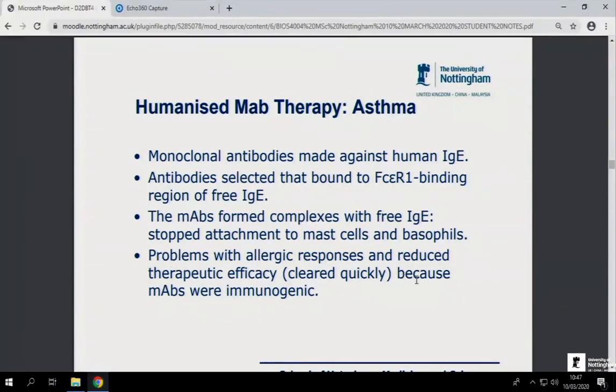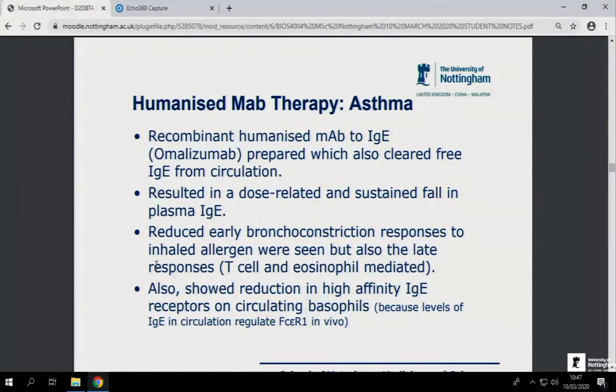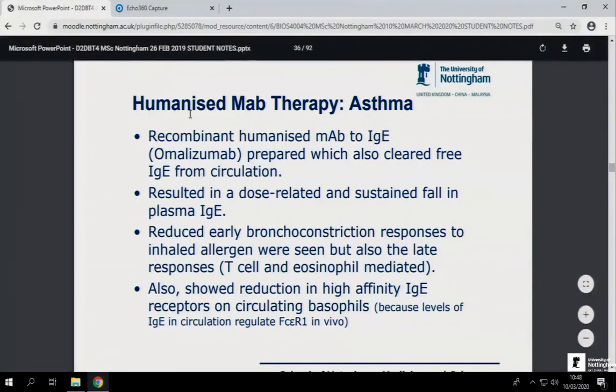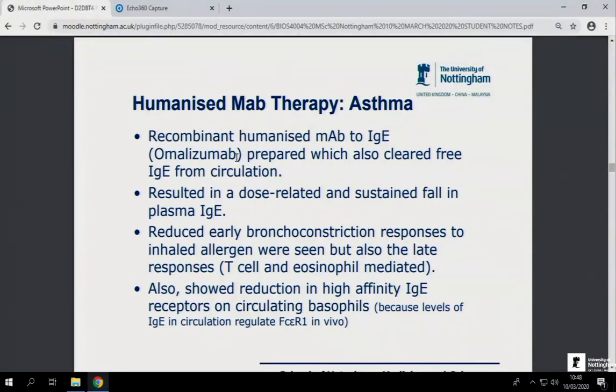So you do have to also worry, though, that this is a mouse monoclonal antibody. You can't keep doing this in these patients all the time because they develop very strong antibodies to mouse Fc. So a recombinant, humanized, and by humanized, you know what that means now, monoclonal antibody to IgE has been made. It's called, they've all got strange names, but this one's called omalizumab. Who cares what it's called. And this is a monoclonal antibody to human IgE that's been humanized by genetically modifying it.